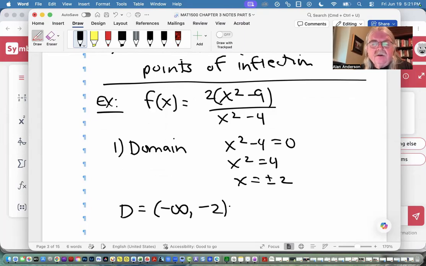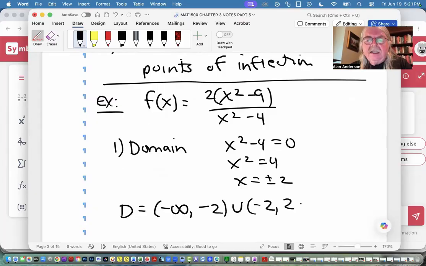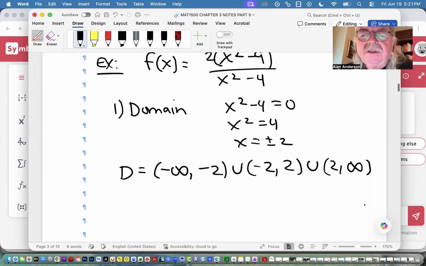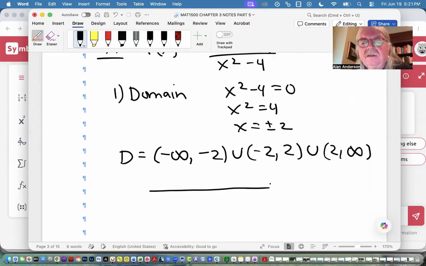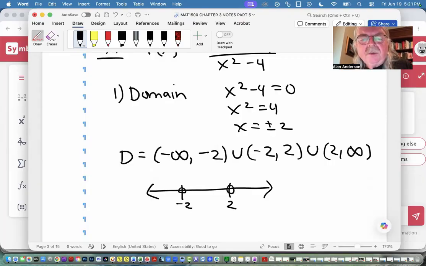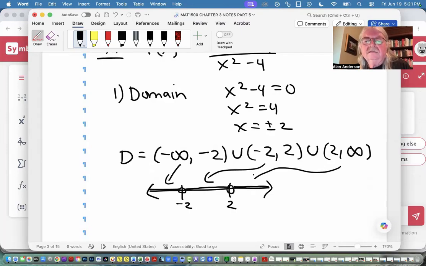And if you remember, this is how we write our domain in interval form. All right, so in other words, if you did this on the real number line, it would look something like this. You'd have a hole at the points that don't count. So that would be this piece, and this piece. And the round brackets indicate that those points do not belong to this domain.